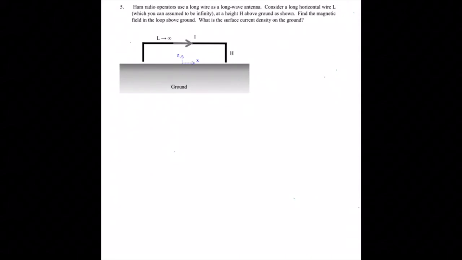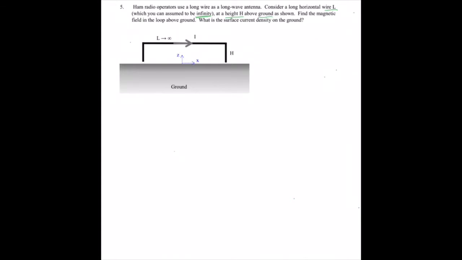Hello, today we'll be going over a midterm question from summer 2020. Ham operators use a long wire as a long wave antenna. Consider a long horizontal wire of length L, which we can assume to be infinitely long, at a height of h above the ground. And when we say ground, we mean the ground plane.